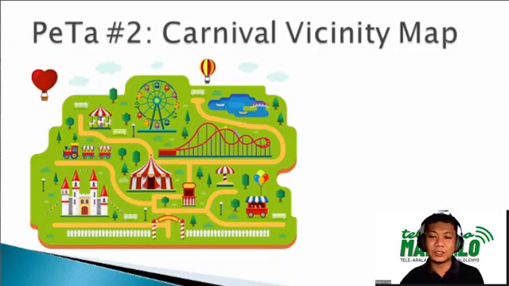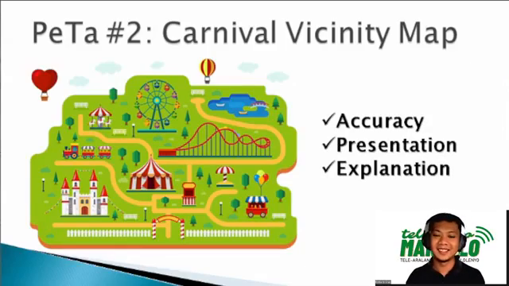The location of the carnival should be easy to find. Okay, so you are going to submit your work to the head of the city planning department for evaluation under the following criteria: accuracy, presentation, and explanation. Now, for PETA 1 and 2 or performance task 1 and 2, which is the ladies fan and the carnival vicinity map, you are expected to submit a PowerPoint presentation, a video, or a document file to your respective teacher. It's up to you which one is easier and most comfortable for you. And please be creative for this performance task. Okay?